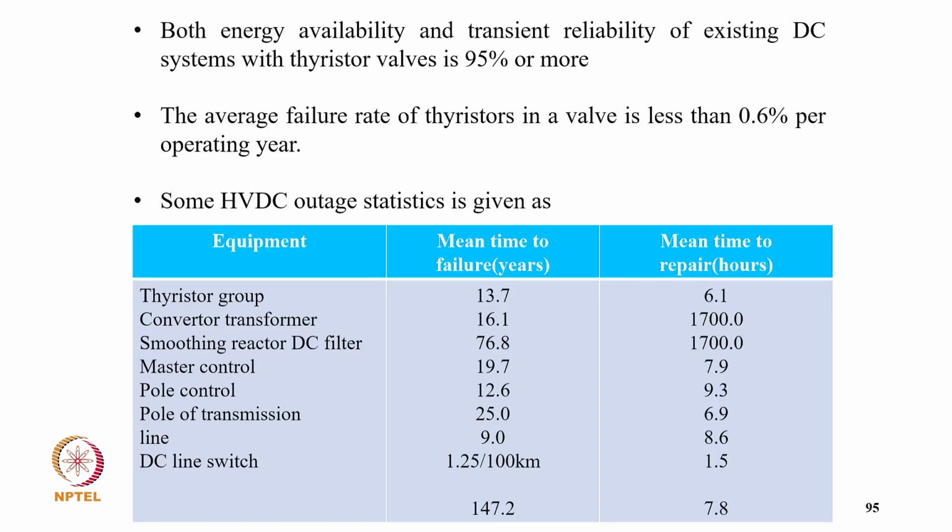So both energy availability and transient reliability of a DC system with thyristor valve is 95% or more, and the average failure rate of thyristor in a valve is less than 0.6 per operating year. Some HVDC outage statistics are given here with equipment like thyristor group converter, transformer, smoothing reactor, DC reactor, master control pole, transmission line, and DC line switch, with the typical mean time to failure in years, and then the mean time to repair in hours.